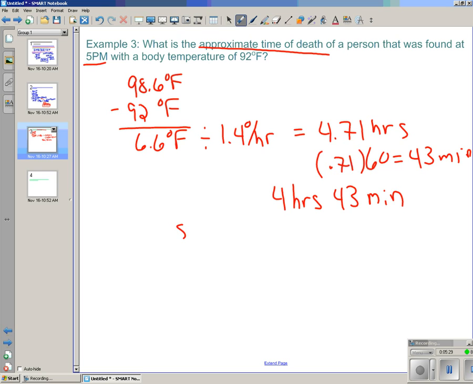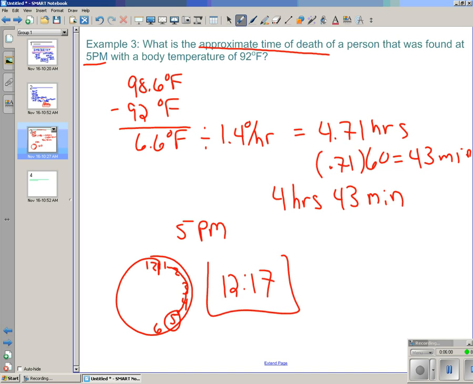I said that the body was found at 5 p.m. So what you need to do now is go backwards. So if you take 4 hours and 43 minutes from 5 p.m., because if you picture a clock, right? We have our clock. Here's 12, 6, 1, 2, 3, 5, right? We're down here. We have to go back 4 hours, 1, 2, 3, 4 hours and 43 minutes. So somewhere in here we end up with a time of 12:17 as the time of death. Okay, that would be 12:17 p.m.